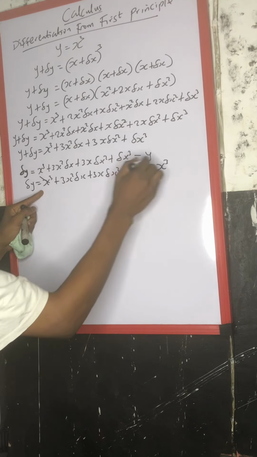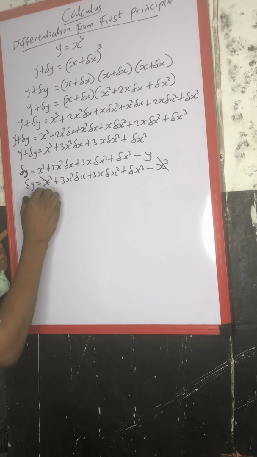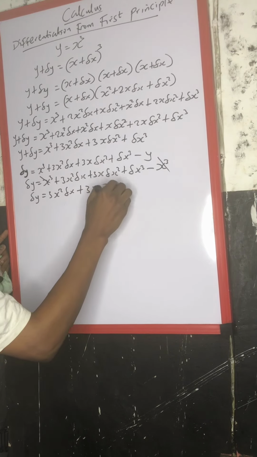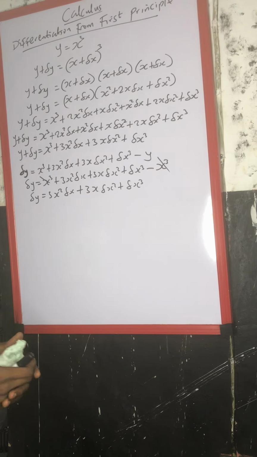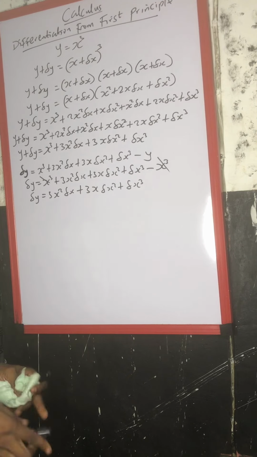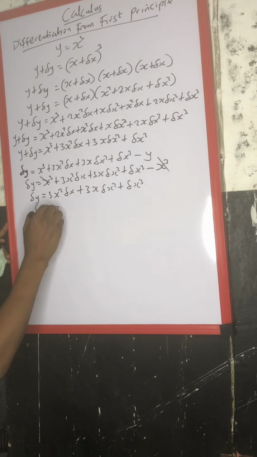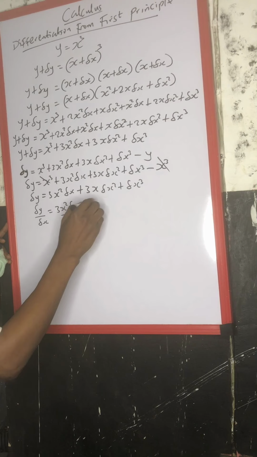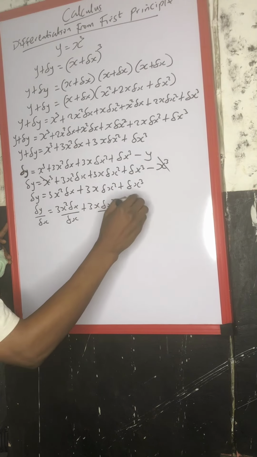So from there, what you are going to do is to eliminate the common terms. So this can cancel out this. So what will be left there becomes changing y equals 3s squared changing x plus 3s changing s squared plus changing s cubed. So the next step you will take now is that since you are looking for dy dx, you divide through by what? By changing x.